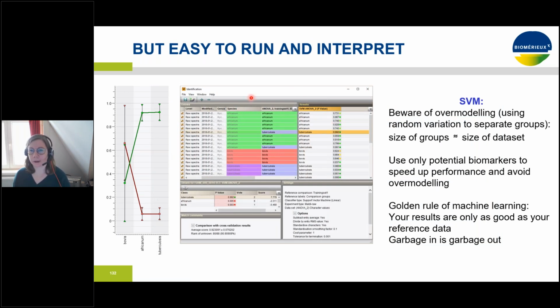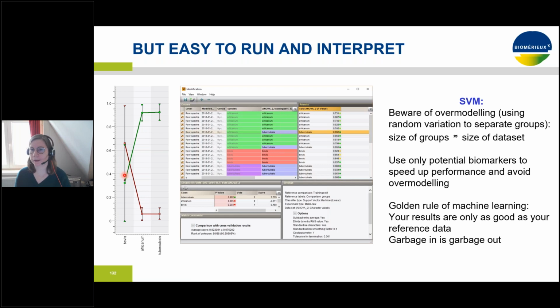You have to be very aware of some of the drawbacks of these methods. So they are a bit of a work to set up and to train and to get the reference set right. But once you have them, they're very easy to run and to interpret. You can also run a certain amount of checks to see what you can and what you can't do. For instance, here, this is an example of a validation of an identification project to distinguish between different Mycobacterium tuberculosis complex species. And we see for the Africanum and tuberculosis that it works quite well. But for the bovis, it actually scores better with, I think it's tuberculosis than with its own class. So here for the bovis, we do not get a good identification.